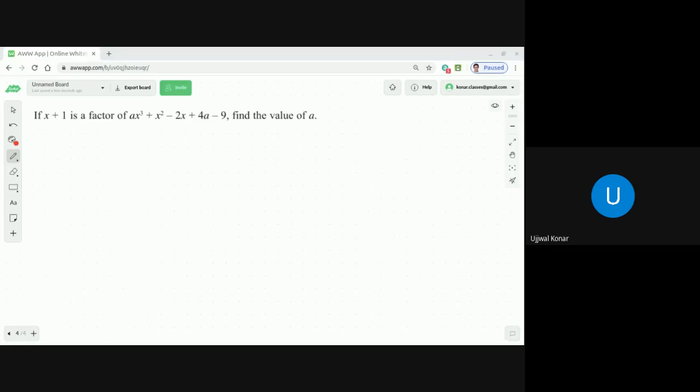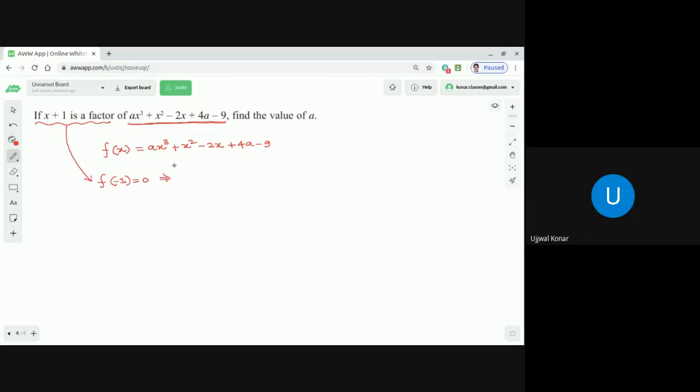It is in the same line as what Srivali was asking in that question. If x plus 1 is a factor of this polynomial, let us assume this polynomial is f(x). f(x) equals a into x cube plus x square minus 2x plus 4a minus 9. Now if x plus 1 is a factor, then from the factor theorem what can we say? f of minus 1 is equal to 0, no? So this implies f of minus 1 is 0.